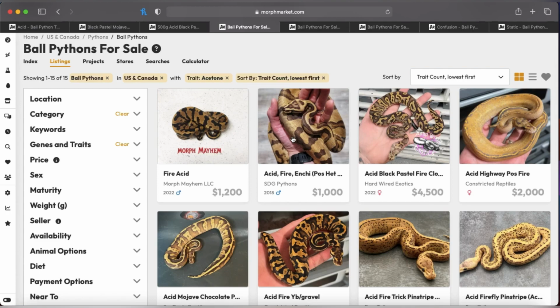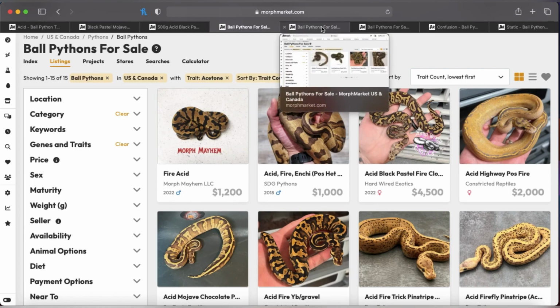Okay, so you can throw fire onto an acid snake and get that really cool pattern. It almost looks like an Enchi, but it's another cool project you could consider if you do have an acid snake or plan on buying one that you'd want to work with.